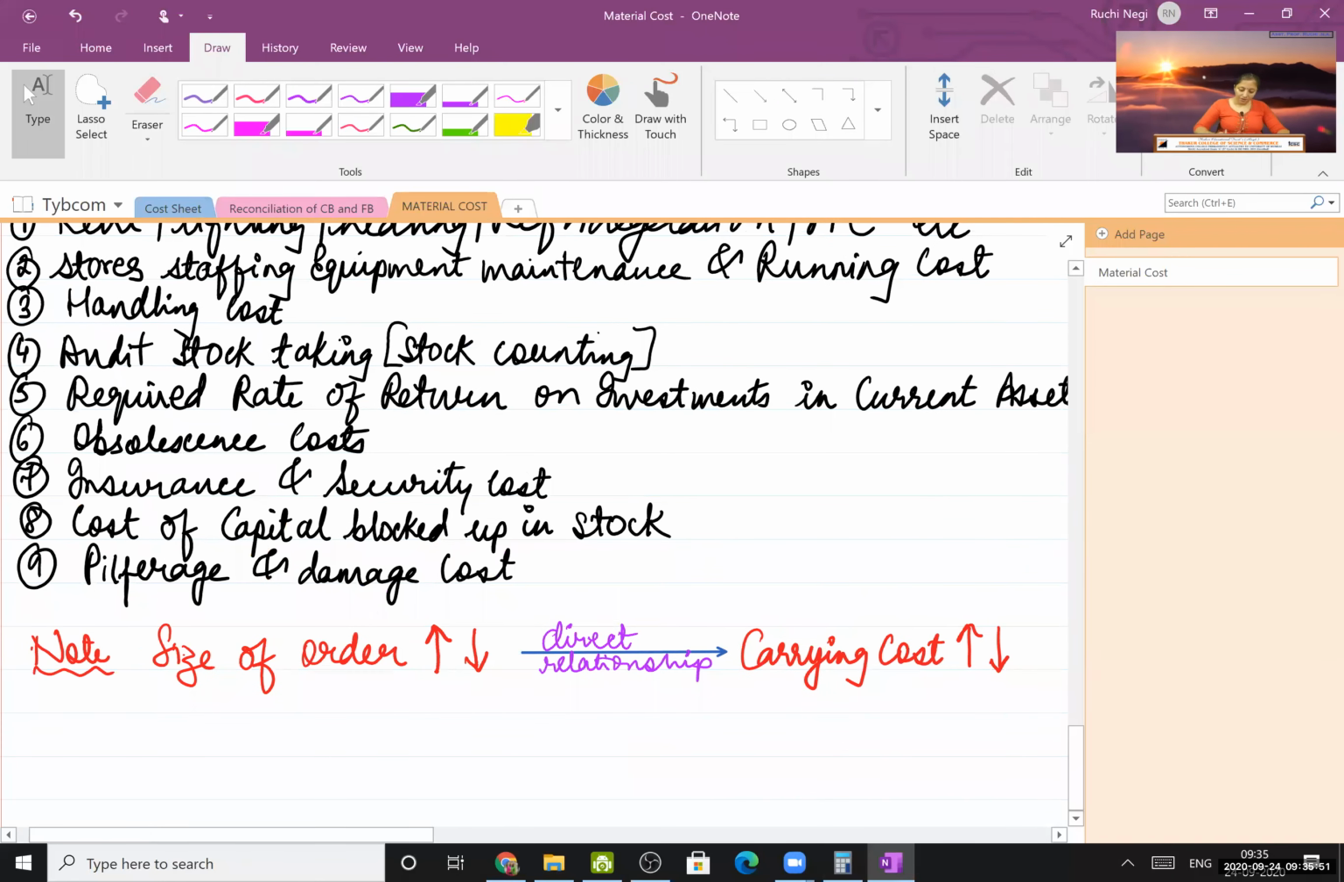Okay? Am I clear till here? Acknowledge it in the chat box. It's not inverse, it is direct.